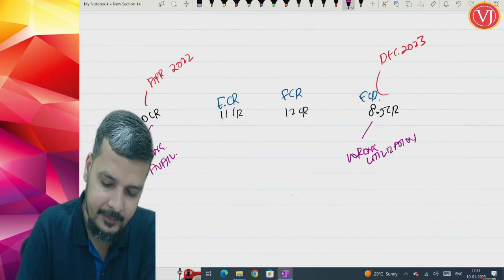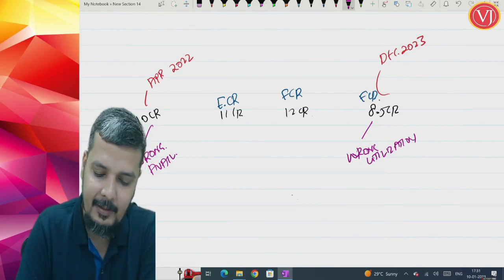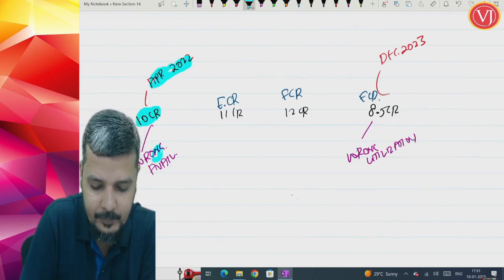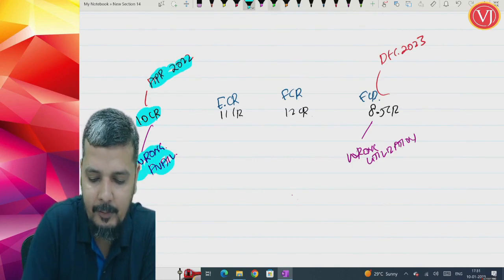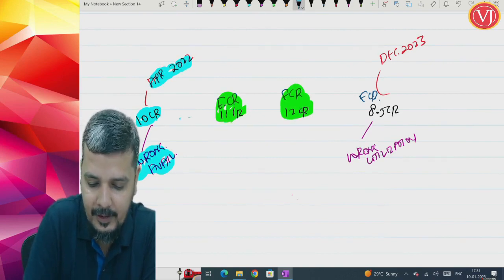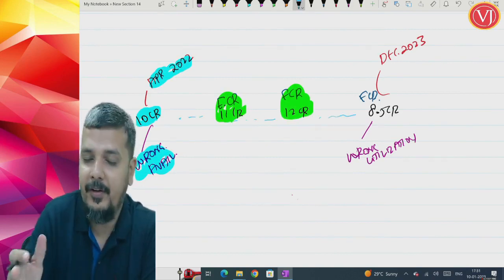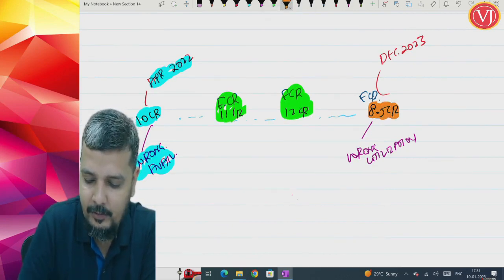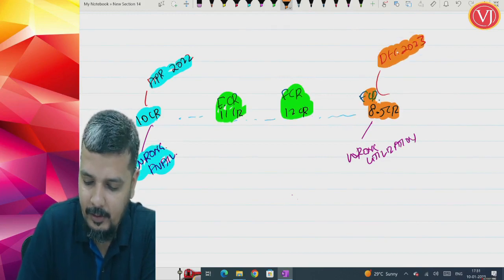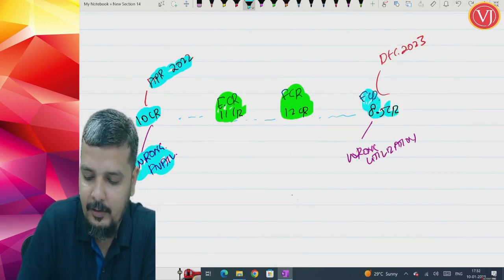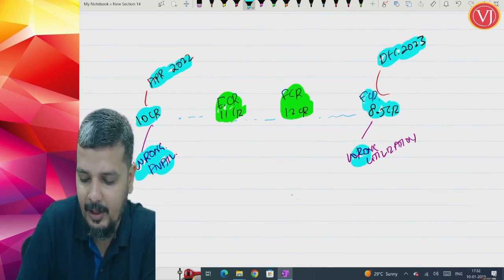What was the wrong availment? If I tell you my wrong availment was 10 crore in April 2022, and my credit balance was always more than 10 crores throughout this period. For the first time it fell below 10 crores in December 2023. Only now my credit is said to be wrongly utilized. So wrong utilization happens only now.